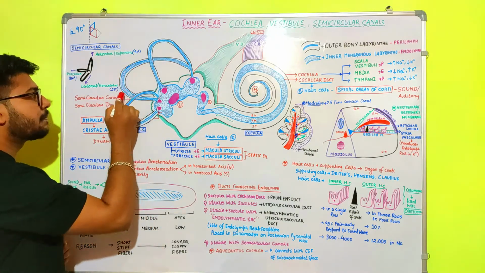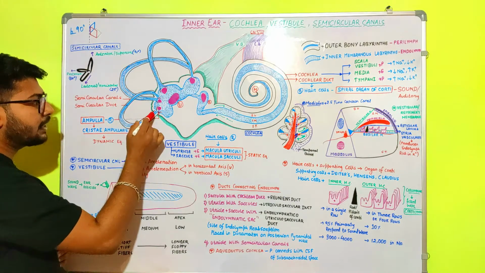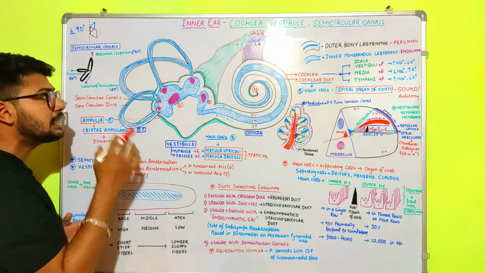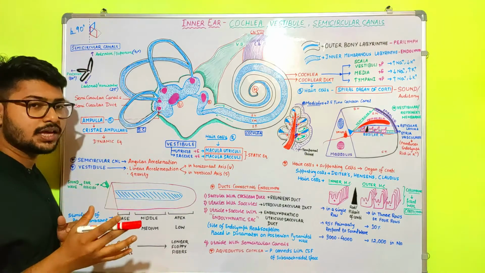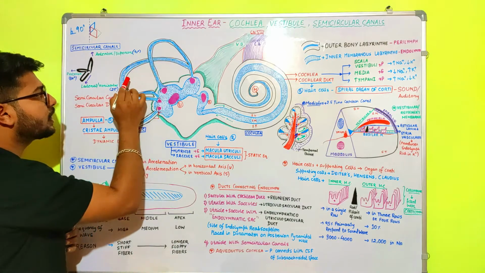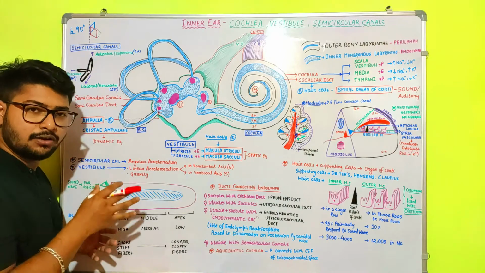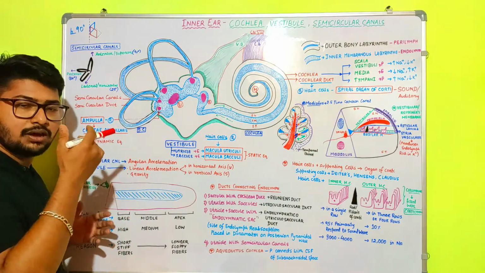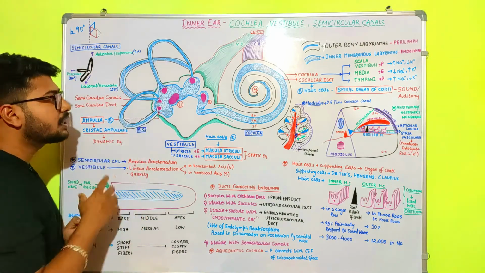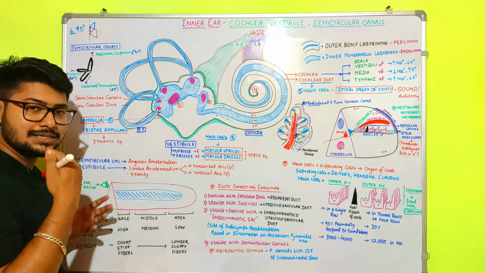This semicircular canal represents the posterior semicircular canal, and this is the lateral or horizontal semicircular canal. So in each inner ear we have three semicircular canals, namely anterior superior, posterior, and lateral horizontal. They are present in a particular axis in relation with our sagittal plane. If these semicircular canals are present in a particular manner, then what is that manner?